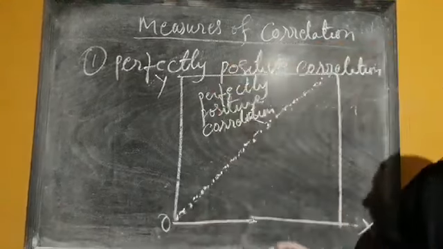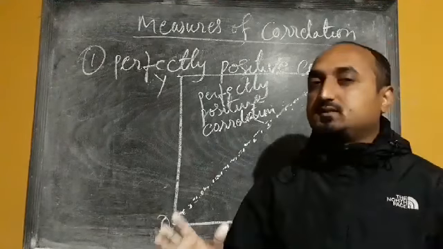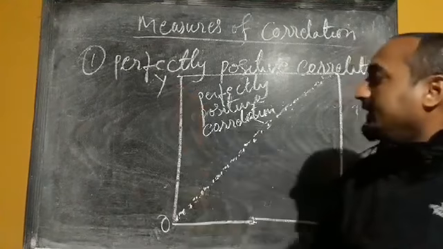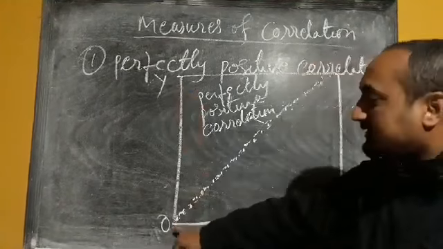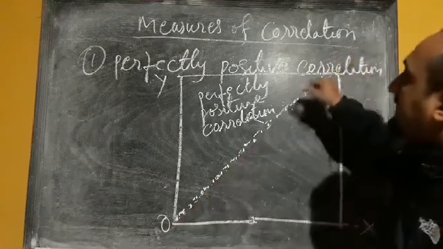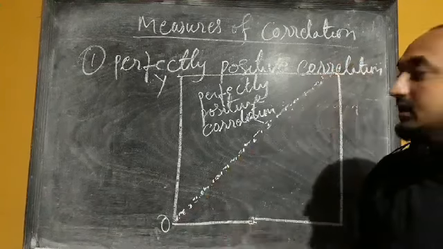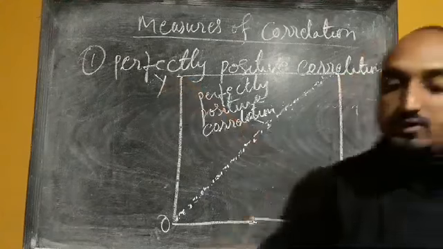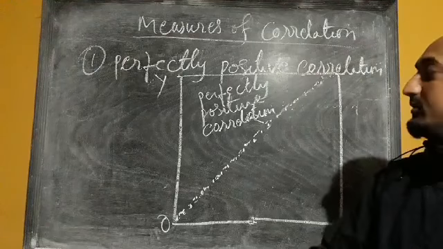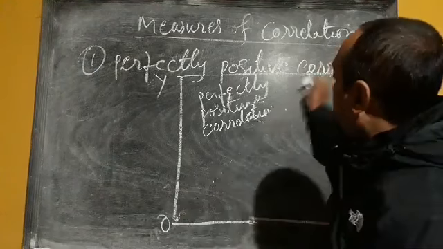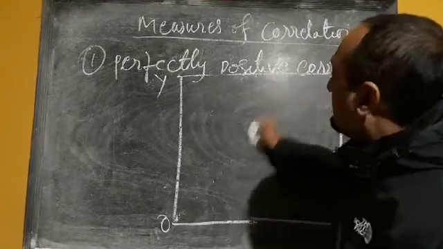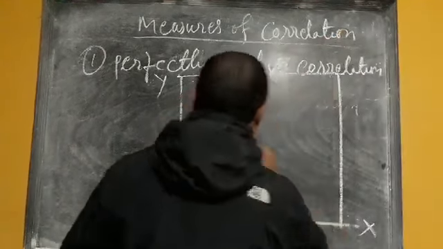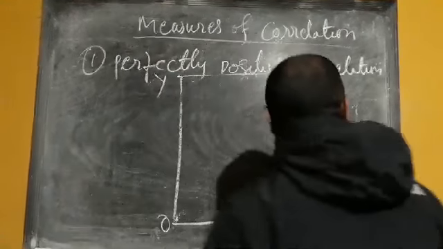Now the second one we have is perfectly negative correlation. In the case of perfectly negative correlation, when we plot these two variables x and y, instead of starting from the origin from the left corner to the right corner, the points will lie between the y-axis, and it will be downward sloping. I will just show this one in the same diagram. After plotting the point, we will get the points like this, negatively sloping.